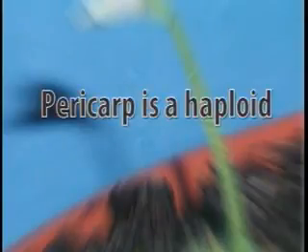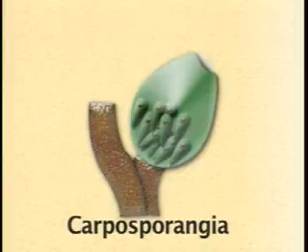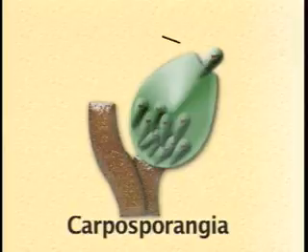Carposporophyte is parasitic on the female thallus of Polysiphonia as it remains attached to it and produces the diploid carpospores within the carposporangia. The carposporophyte is protected by a 2 layered pericarp open at the top. Pericarp is a haploid structure. At maturity, the pericarp contains the diploid carpospores which float out through the opening and are carried by the water currents.